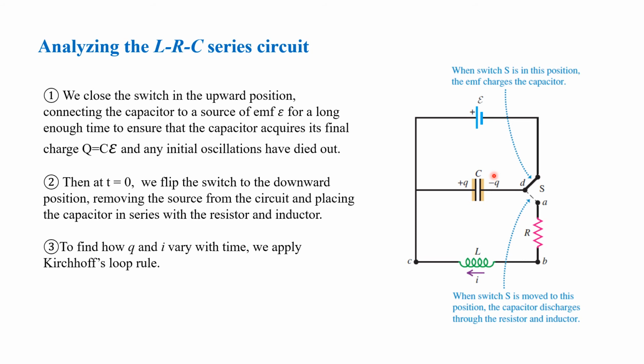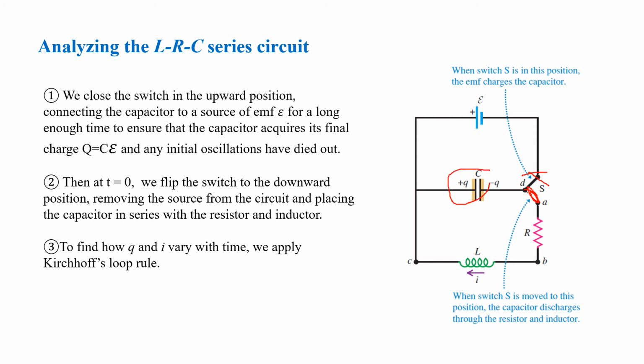We close the switch in the upward position, connecting the capacitor to the source of EMF for long enough time to ensure the capacitor acquires its final charge Q, equal to C times E, and any initial oscillations have died out. Then at time equals 0, we flip the switch so that it will now connect your lower circuit. So this one here will now be open, removing the source from the circuit and placing the capacitor in series with the resistor and inductor.